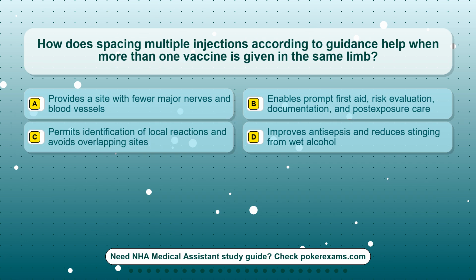Question 5. How does spacing multiple injections according to guidance help when more than one vaccine is given in the same limb? Option A. Provides a site with fewer major nerves and blood vessels. Option B. Enables prompt first aid, risk evaluation, documentation, and post-exposure care. Option C. Permits identification of local reactions and avoids overlapping sites. Option D. Improves antisepsis and reduces stinging from wet alcohol.